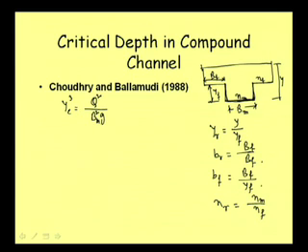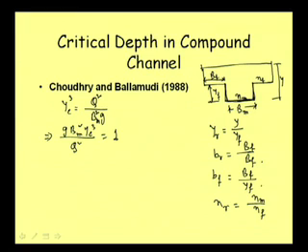At a critical condition, this can be written as g Bm square yc cube divided by Q square is equal to 1. From that we can write this one.